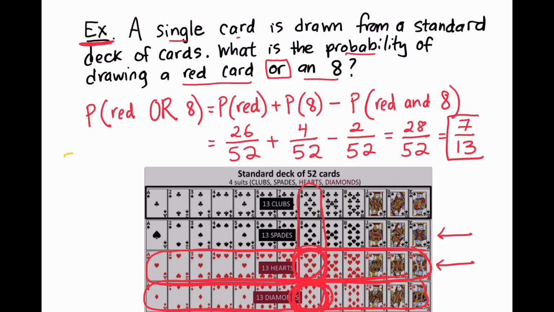So 7/13 is the probability of selecting a single card from a deck and getting either a red card or an 8. So that means either you got a red card or you got an 8 or you got a red card that is also an 8.